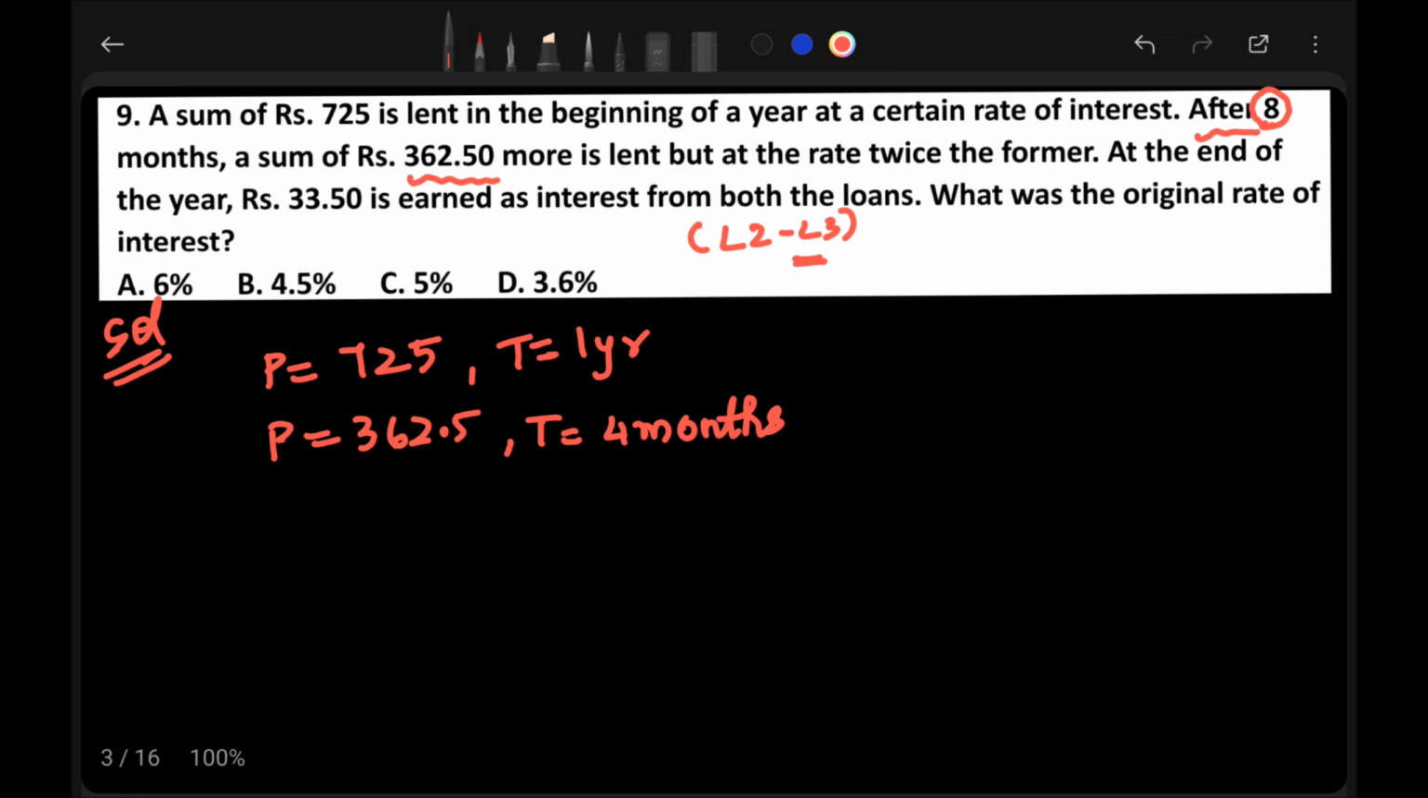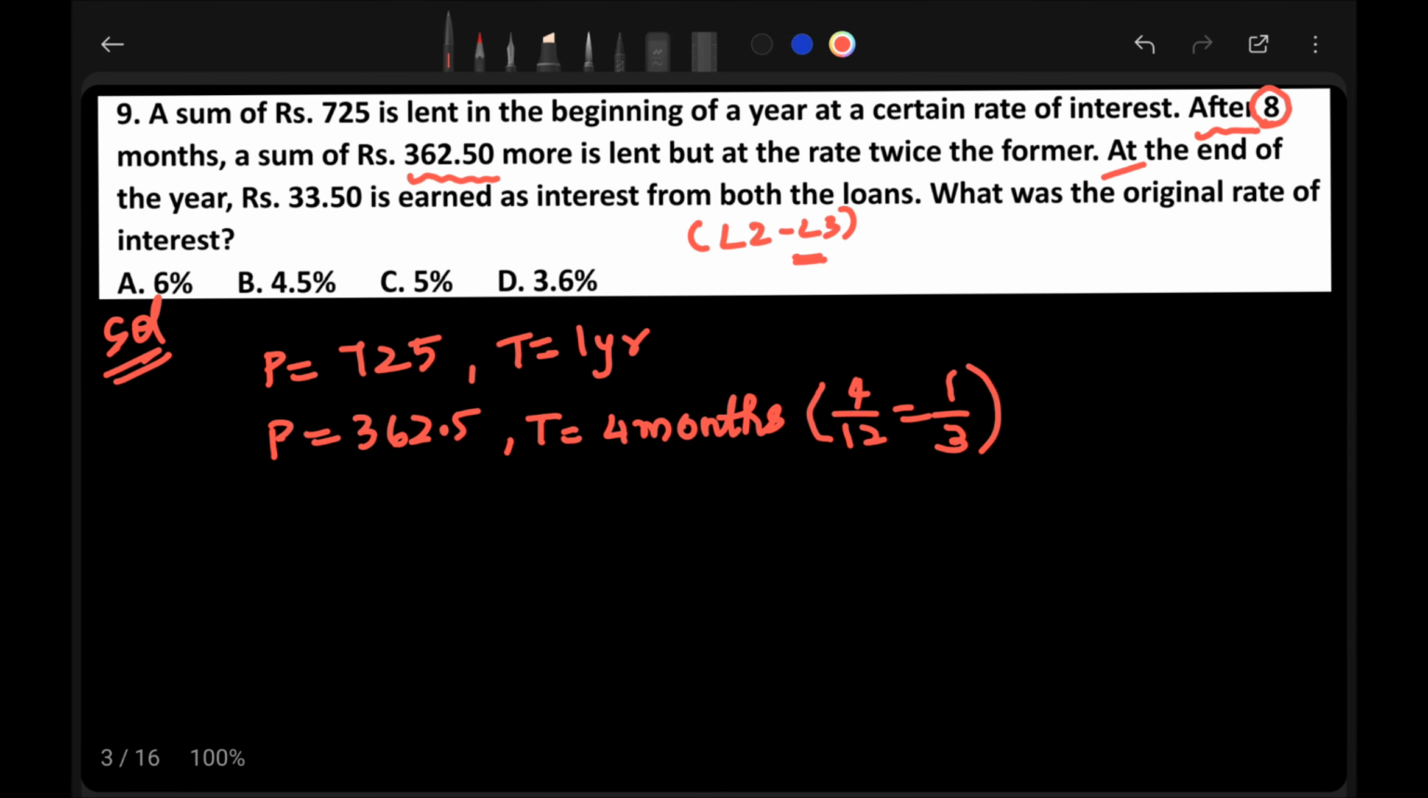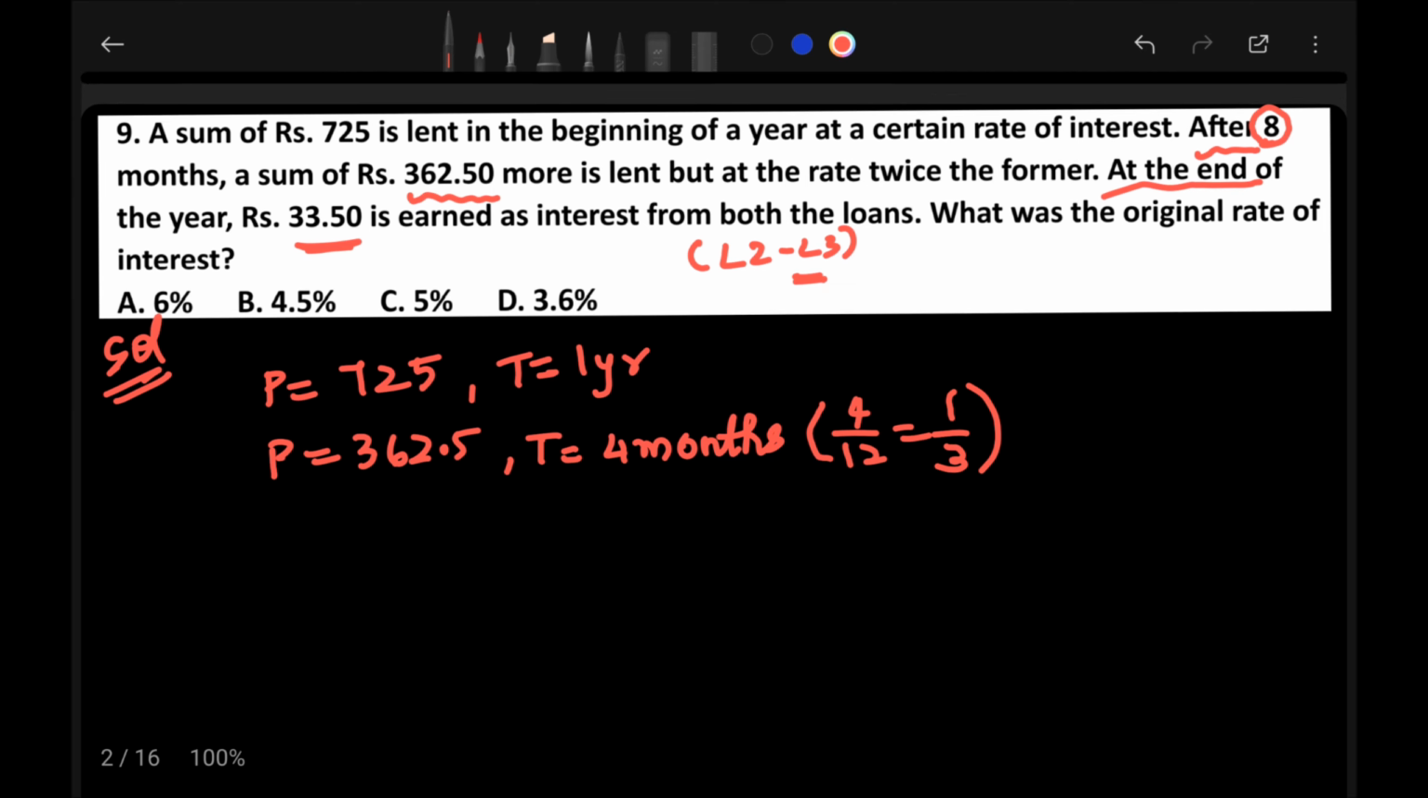362.5. Now, 4 means here it is going to be 4 by 12, which is equal to 1 by 3. Simple. Now start the problem. Now again, at the end of the year, he earned 33.5 as the interest.